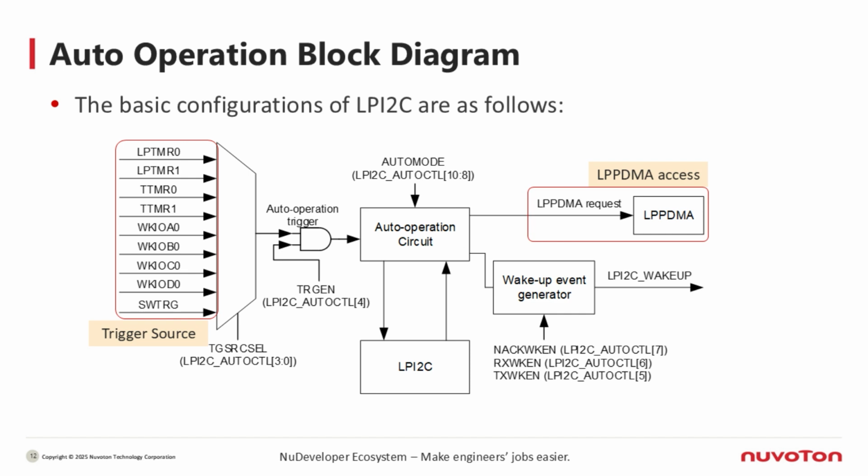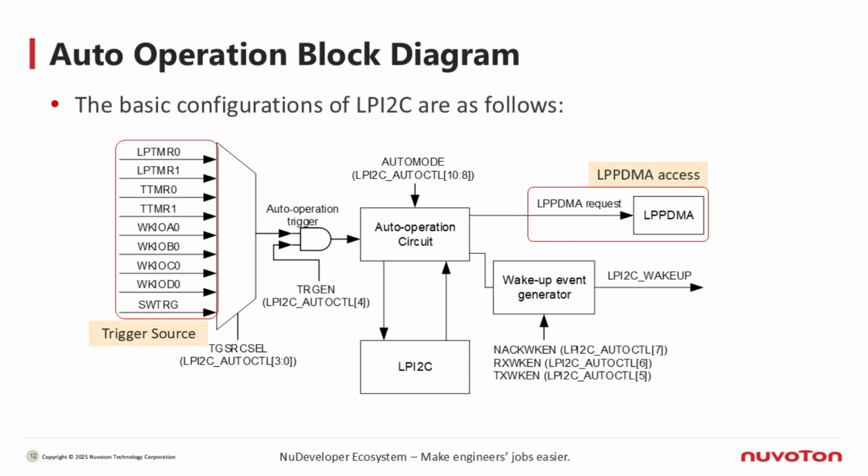Let's start on the left with the trigger source. The low power I2C can be triggered by various sources, like the low power timer, the tick timer, or WKIO signals. You can select which source to use through the TRGSEL register. Once the trigger condition is met, it generates an auto operation trigger, which starts the auto operation circuit in the middle. And if you set TRGEN to 1, it enables the trigger function.